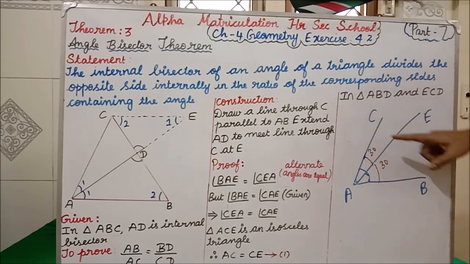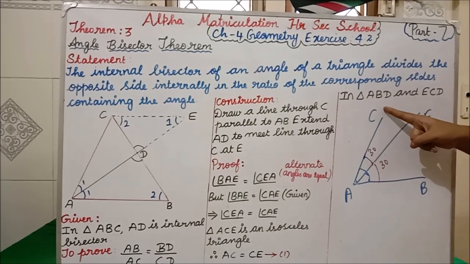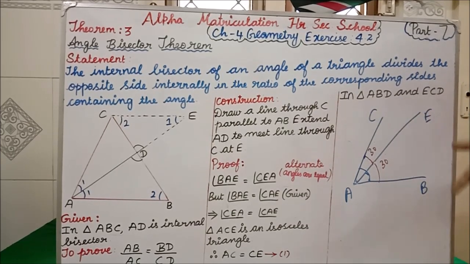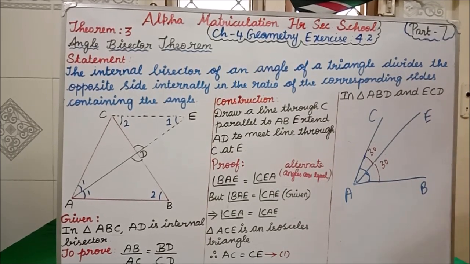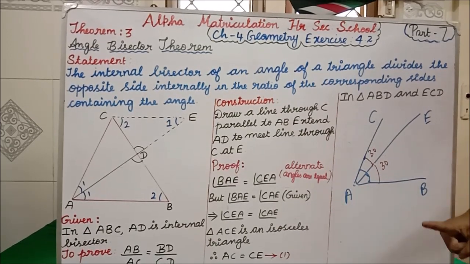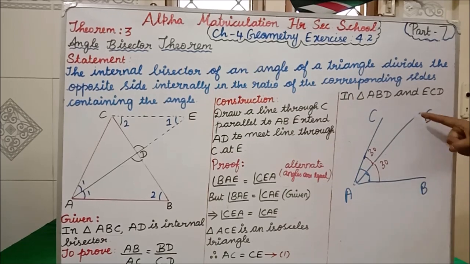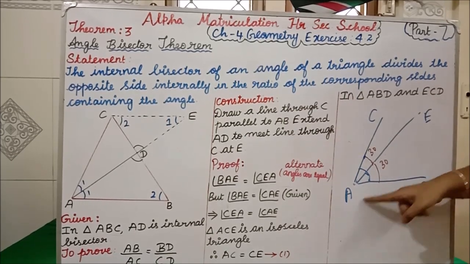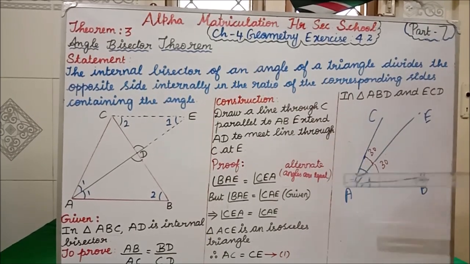So which means what? How can we say now? CAE is 30 degrees. Again we can say BAE is 30 degrees. So we can write this whole angle, how it has been divided into two parts. First part is CAE, then another part is BAE. That only we are saying here. Here 30 degrees, here also 30 degrees, isn't it?